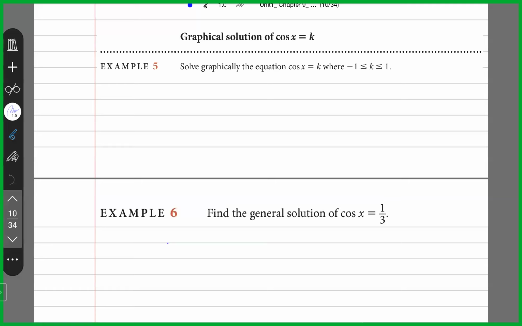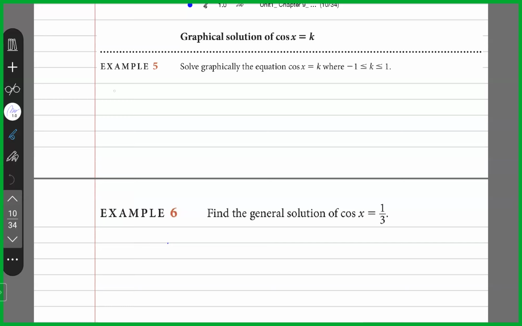All right, so we're going to start this evening by looking at graphical solution of cos x is equal to k. Example 5 is asking us to, well, we're not really going to solve it graphically, but what I'm going to do here in example 5 is we're going to derive the general solution for cos x is equal to k. All right, so let's start. Example 5 says solve graphically the equation cos x is equal to k.